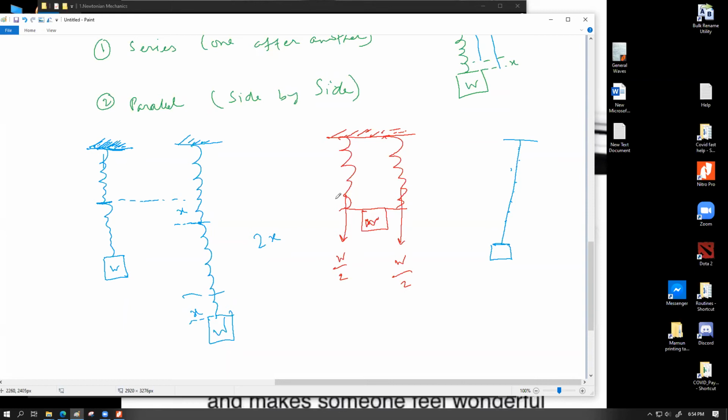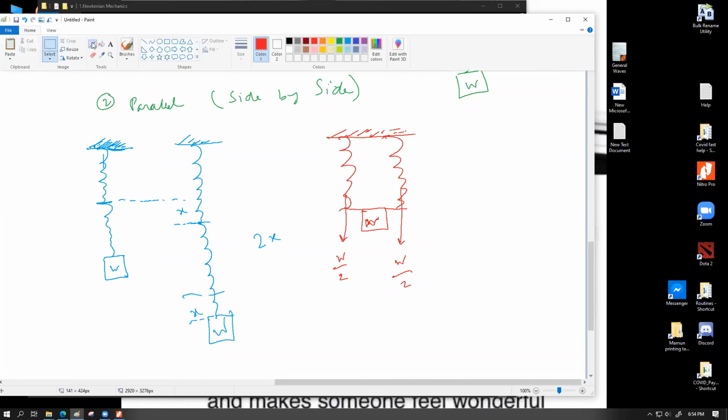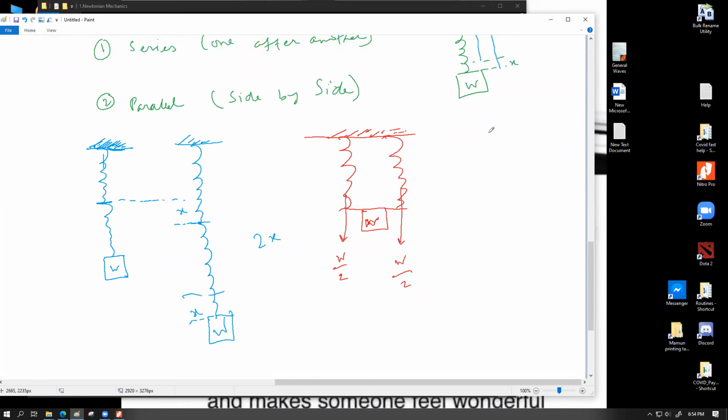So this will have an extension of X by 2, which I should show in a different figure. Shouldn't draw this on the same figure. So in this case, this will come down under the effect of W by 2 force, because W was proportional to X. W load gave us X extension. So if we have half the load, it will extend by also half. So it will come down by X by 2. And the second spring will also come down by X by 2.